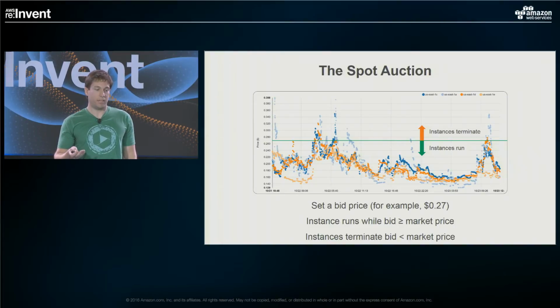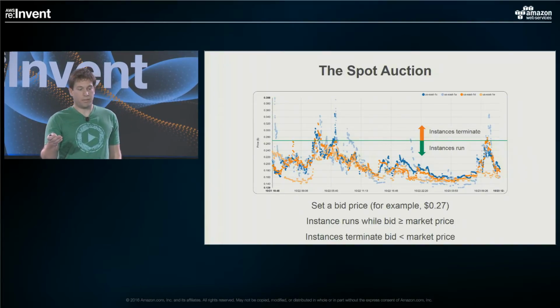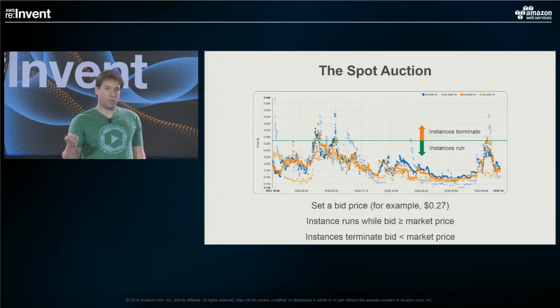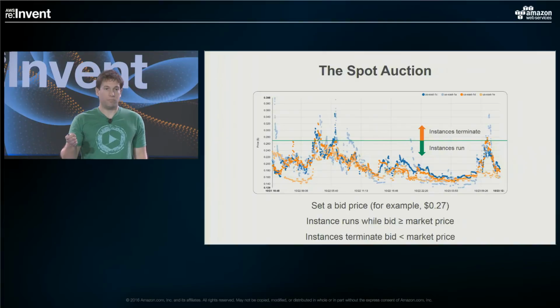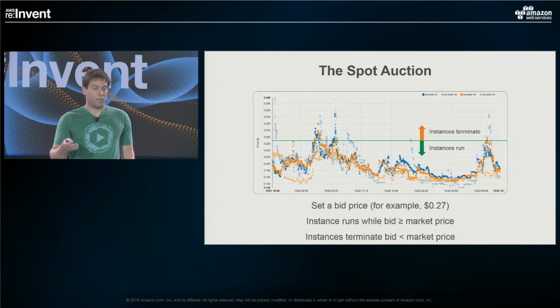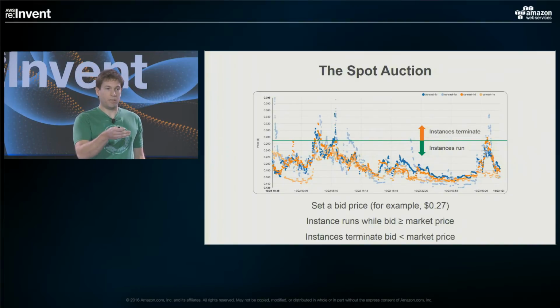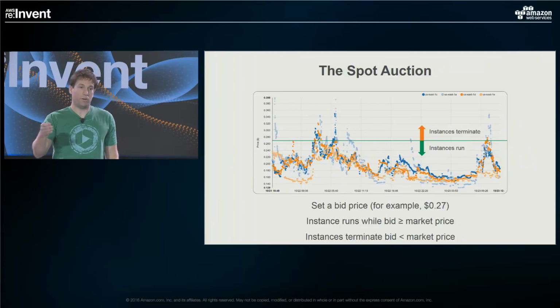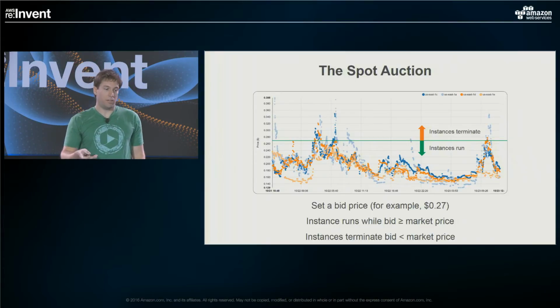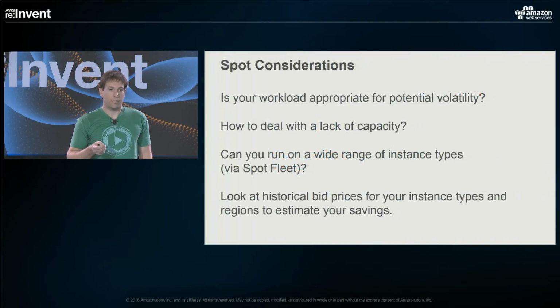So the basic idea is you bid what you're willing to spend. If you bid more than the current market price, you get instances. If you bid less, then you don't get instances. And in some cases, if you have previously bid a price and gotten an instance, and the market price goes up enough, Amazon can actually revoke that instance back from you and sell it to somebody who's willing to pay more.